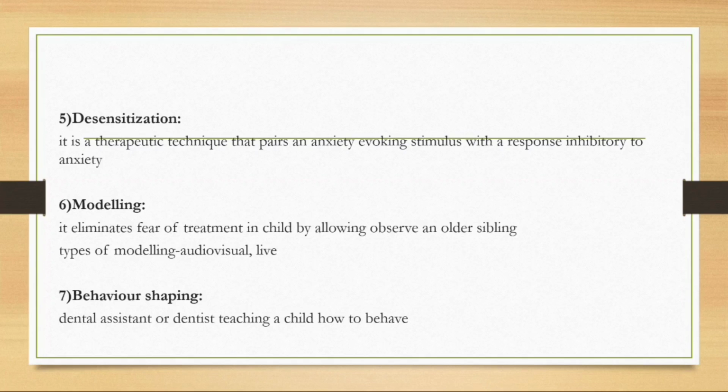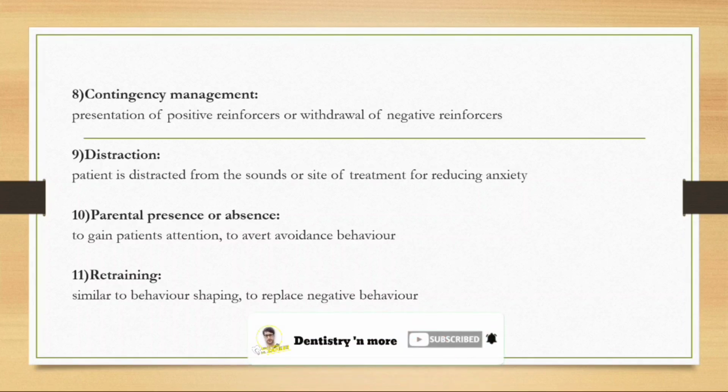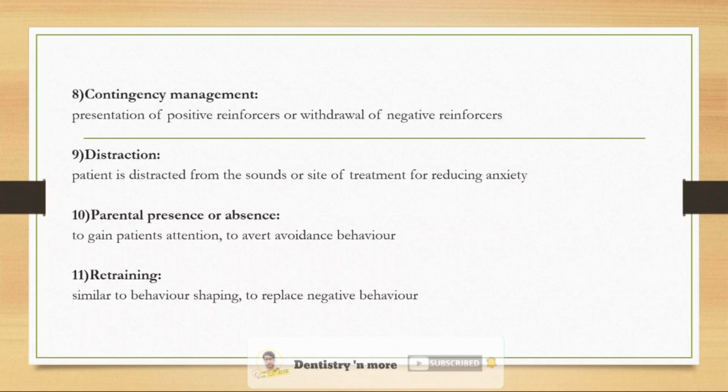So next one is modeling, which we are also dealing with in detail. Then behavior shaping, that is the dental assistant or dentist teaching the child to behave. Contingency management includes positive reinforcement, negative reinforcement, timeout or punishment, that is the presentation of a positive reinforcer or withdrawal of a negative reinforcer.